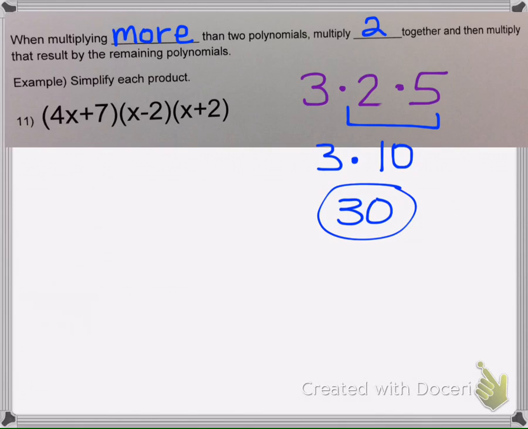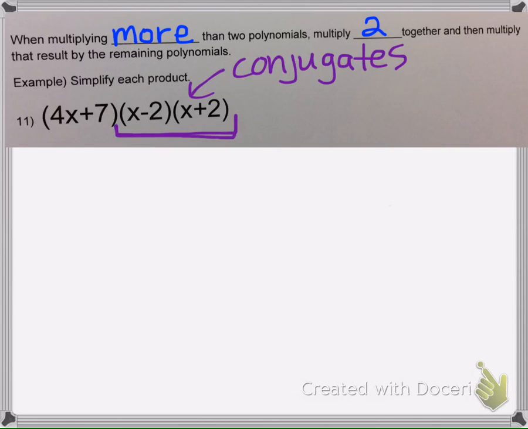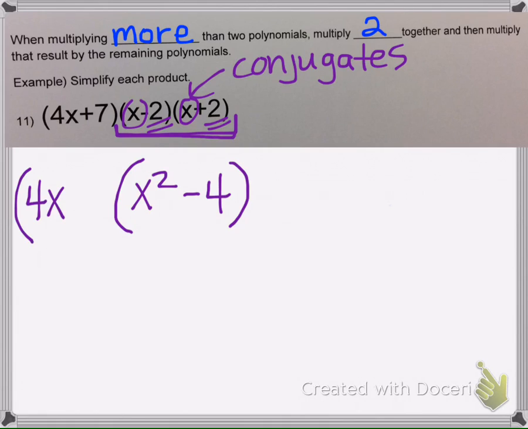So in this problem here, I'm going to strategically pick to multiply these two because those are conjugates. So I can apply the rule that we just learned, which is we multiply x times x is x squared, and then -2 times +2 is -4. Okay, we have to keep the parentheses there because now that has to be multiplied to the 4x plus 7. So now we're going to multiply these binomials together.